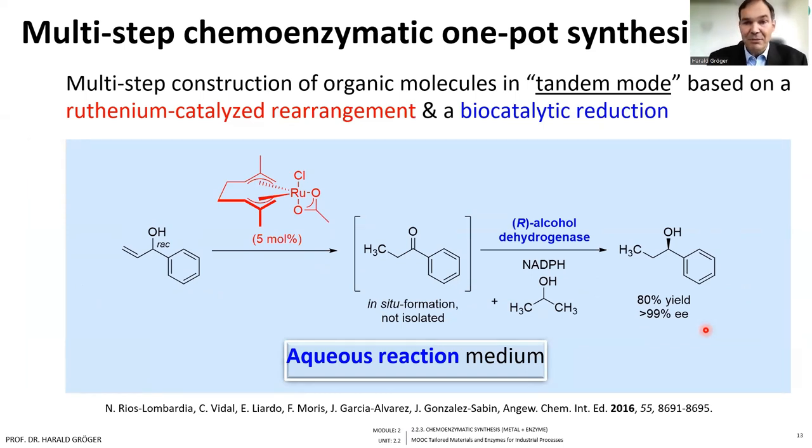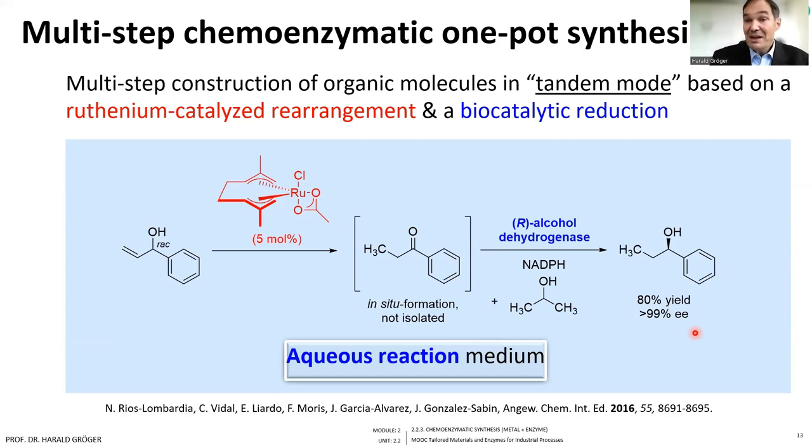There are also other types of tandem mode reaction processes, and I would like to mention this example from the González-Sabín group, combining again an isomerization reaction in aqueous medium now with, in a concurrent fashion, an alcohol dehydrogenase catalyzed reduction under formation of the corresponding allyl alcohol with 80% yield and more than 99% ee. And also this example shows very nicely that it's possible to combine the isomerization and the corresponding modification and selective formation of the product in a very efficient way in aqueous medium by combining again ruthenium catalysis and enzyme catalysis.